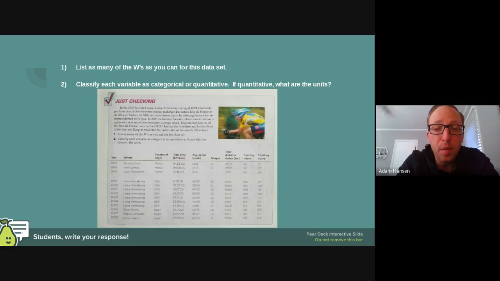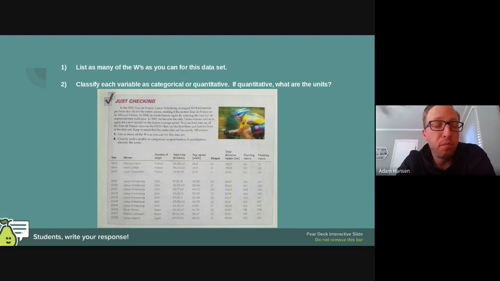The total time is a quantitative variable measured in hours, minutes, and seconds. The average speed is a quantitative variable measured in kilometers per hour. Stages is a quantitative variable. Total distance ridden, quantitative, measured in kilometers. The number of starting riders and finishing riders are also both quantitative variables.